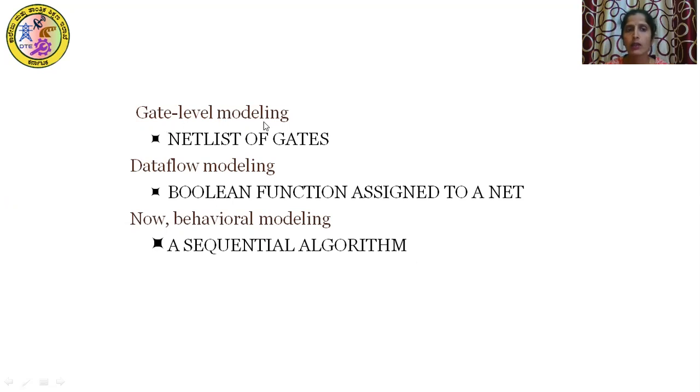In gate level modeling, we model the logic circuit as an interconnection of logic gates only, that is AND, OR, XOR, XNOR, and all the available basic gates in Verilog. In data flow modeling, we model the logic circuit as a Boolean function. As the complexity of the logic circuit increases, it becomes difficult to model the logic circuit either by using only logic gates or by using only Boolean functions.